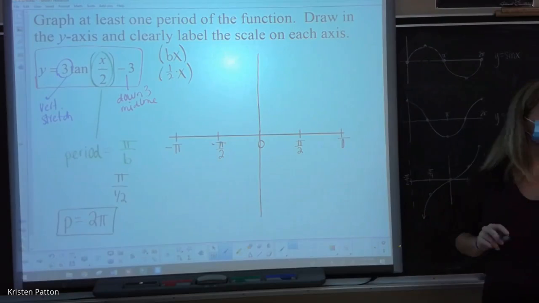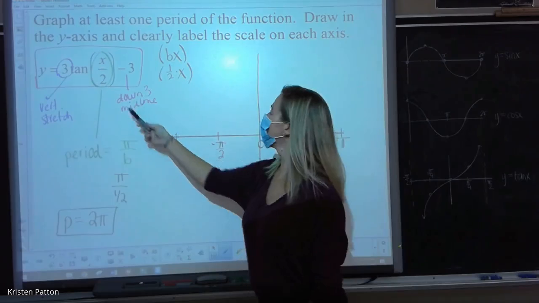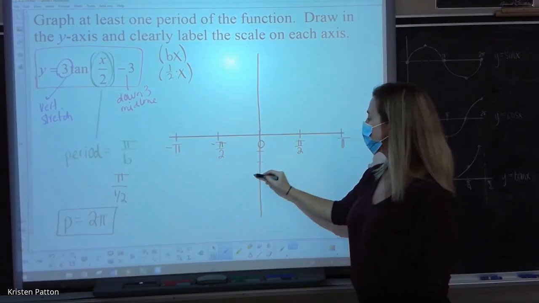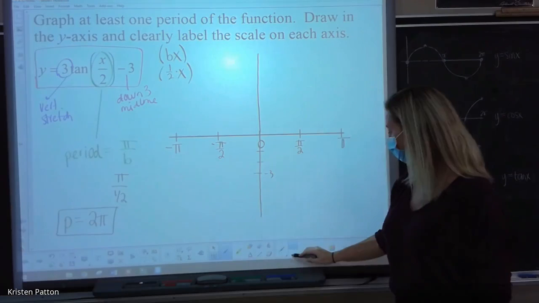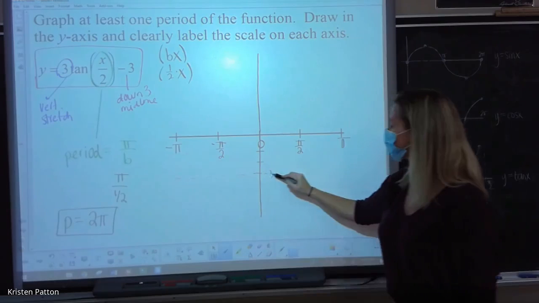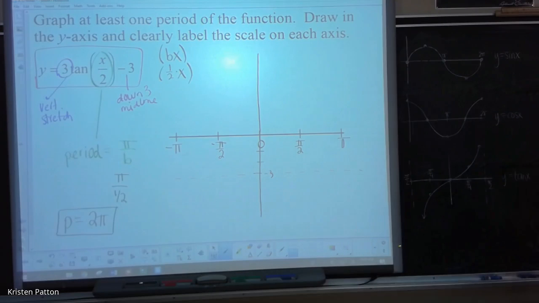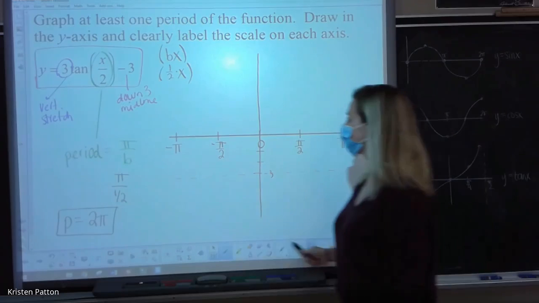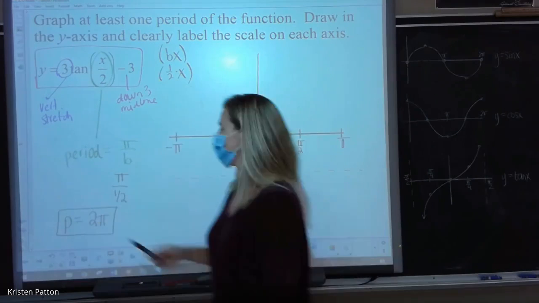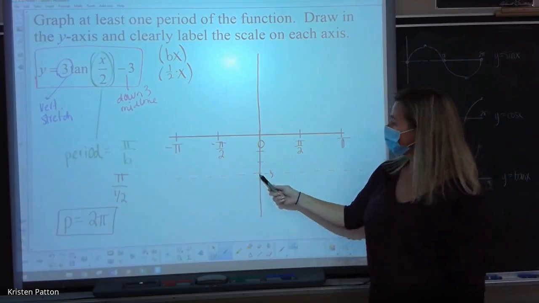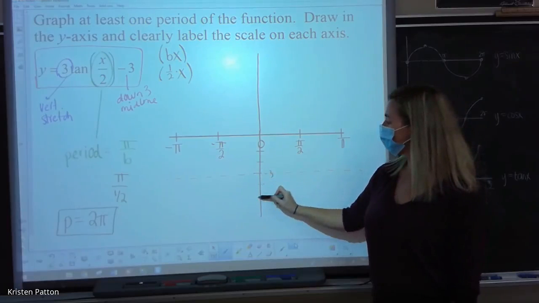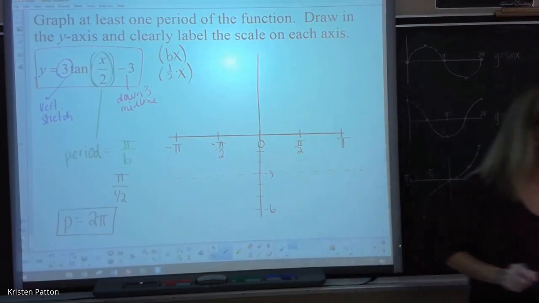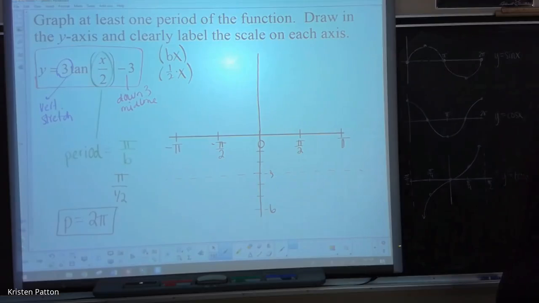All right, so let's go back. We said the midline, we're going to go down 3. So 1, 2, 3. There's my new midline. I'm going to draw it in orange, something light. And remember, a tangent graph typically goes negative 1, 0, 1. But we're not at 1 and negative 1. We said our vertical stretch is 3. So from the midline, we're going to go up 3, or we're going to go down 3, aren't we? That's our vertical stretch, was 3.